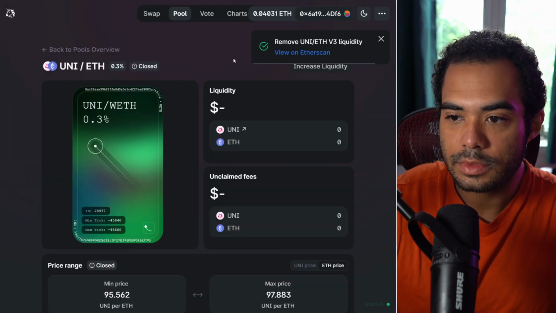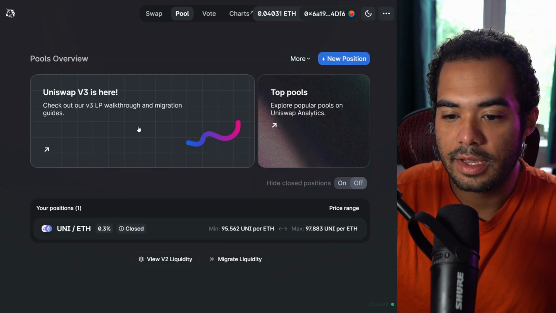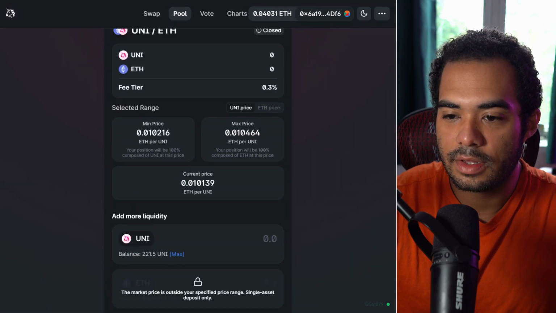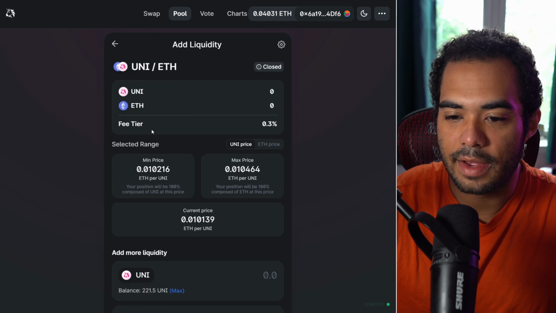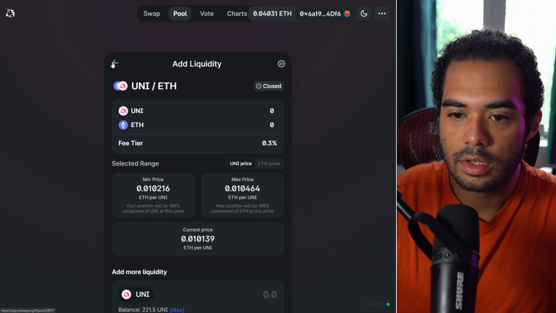All right, so we removed the liquidity. What we're going to do now is go back to the pool. Oh, okay, that's cool, I didn't know it did that. I wonder if I can provide liquidity for this thing again. Increase liquidity, and okay, yeah, I'm going to have to change the price bounds in the other one. So let's go ahead and do a new position.